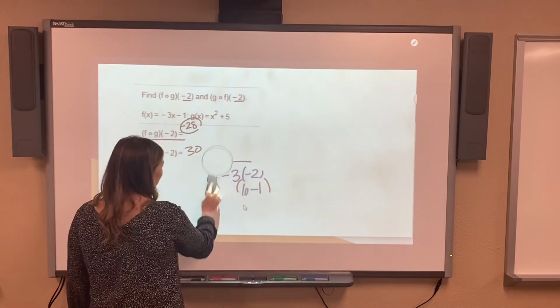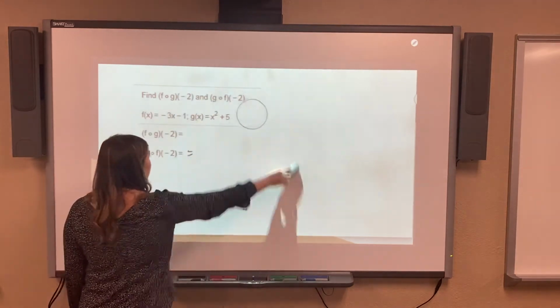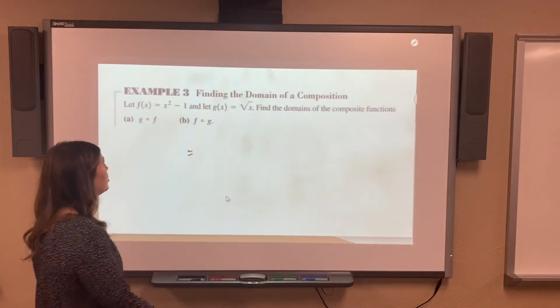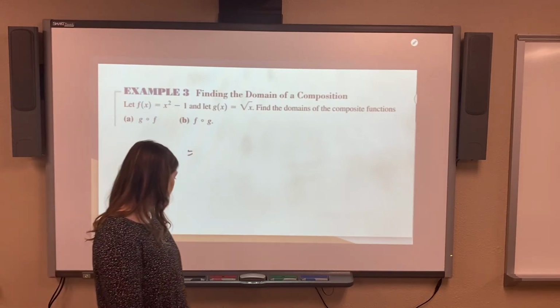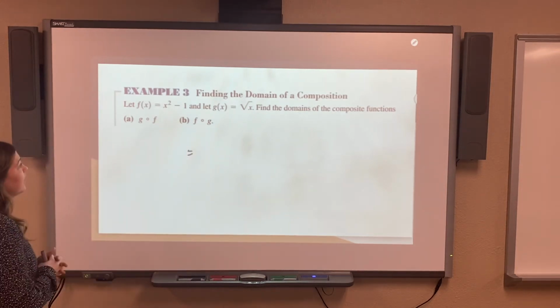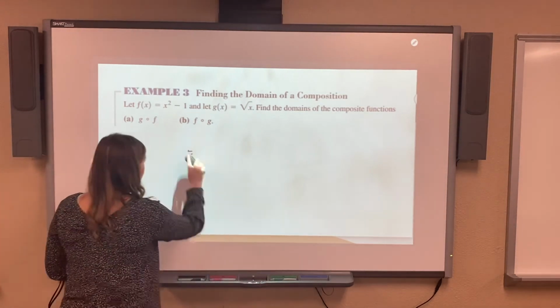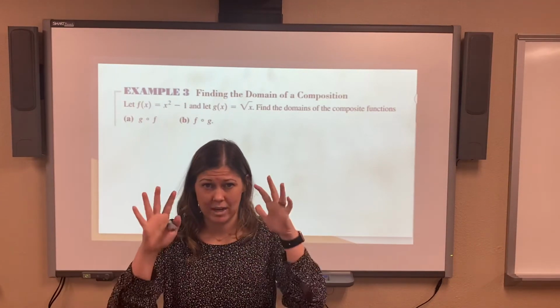I think that's easier, honestly, because you don't have to worry about domain or range. You just plug them in, find a number. Okay, now let's do a composition in terms of x. So let's look at f of x and let's look at g of x. And again, I'm going to establish the domains of each before we get started, just to keep that in the back of our minds.